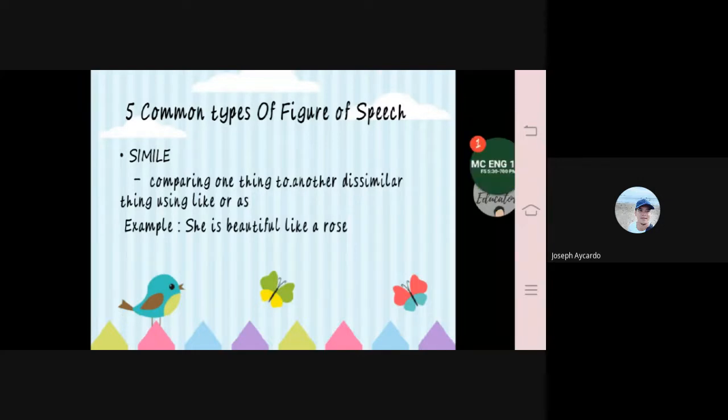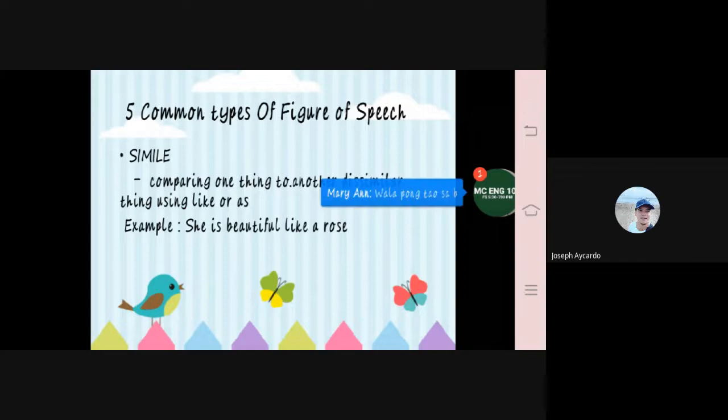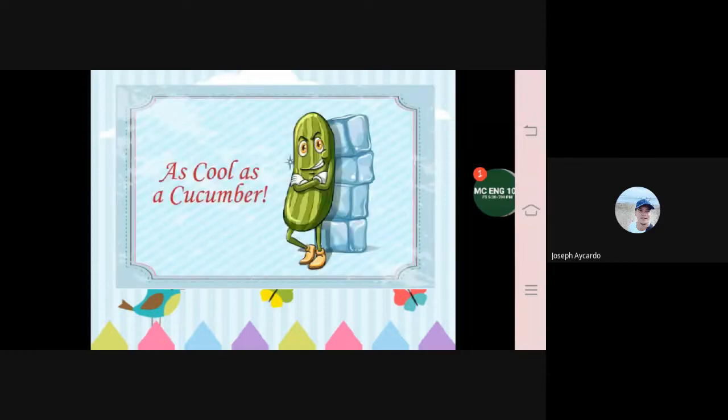Next, another example for that is as cool as a cucumber. She used as to compare to a cucumber.